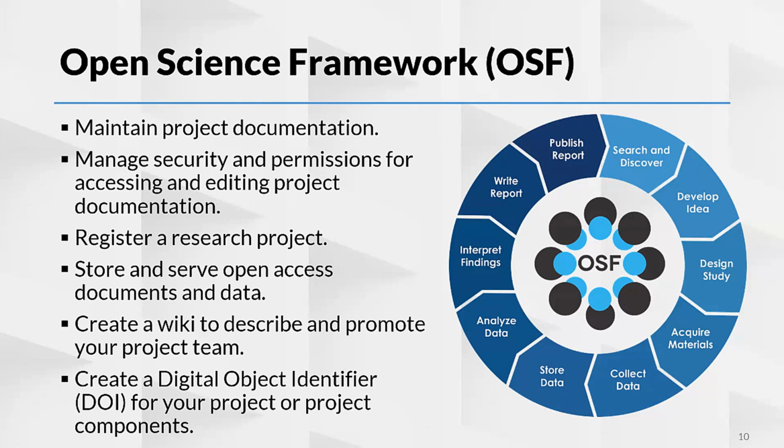There's also a wiki function. So a wiki, like Wikipedia, so you can describe in depth about your project, whatever you want to write about your project pretty much, and it gives you a really nice editor to do that and then post it on your project page. You can also get what's called a digital object identifier, or a DOI, for your project.